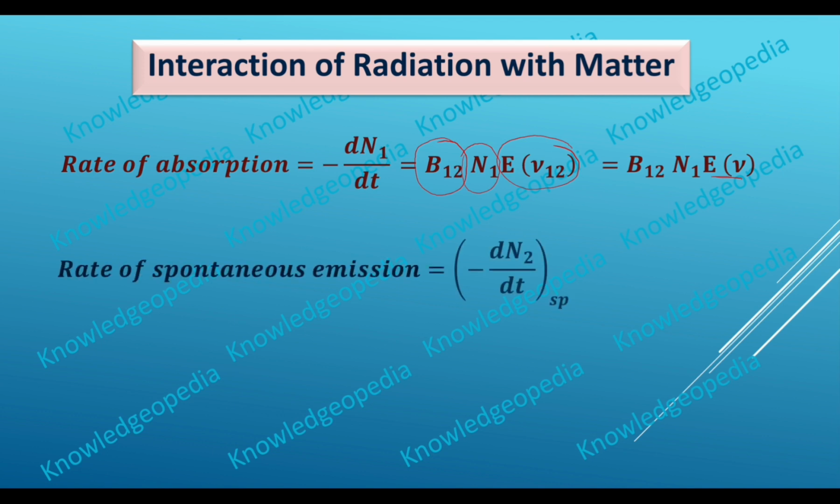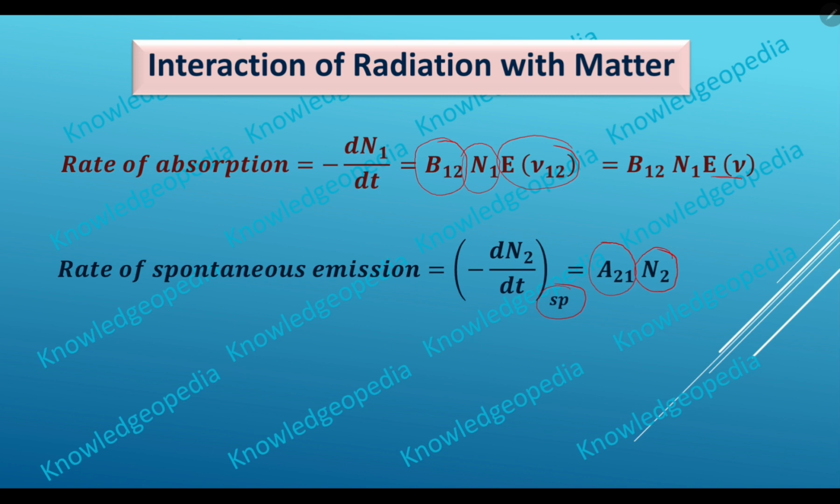Then we have seen that the rate of spontaneous emission is equal to minus dN2 by dt, and this is for spontaneous emission. For this we have obtained A21 N2, right? Here A21 is the Einstein coefficient for spontaneous emission, and N2 is the population in the excited state or state 2.